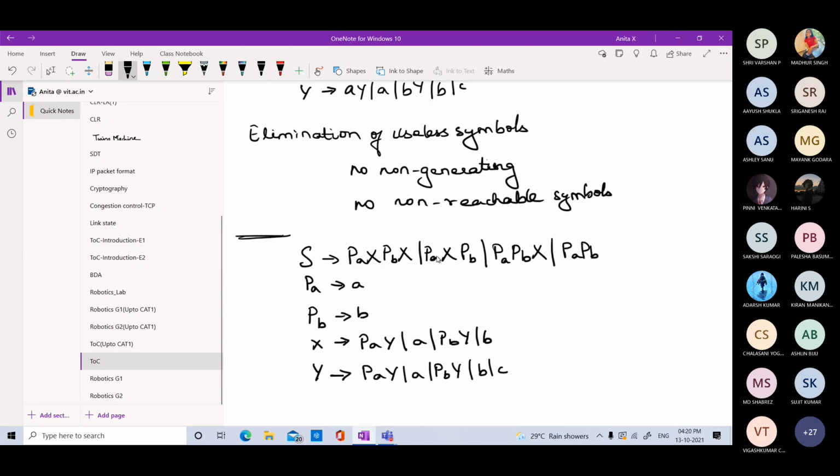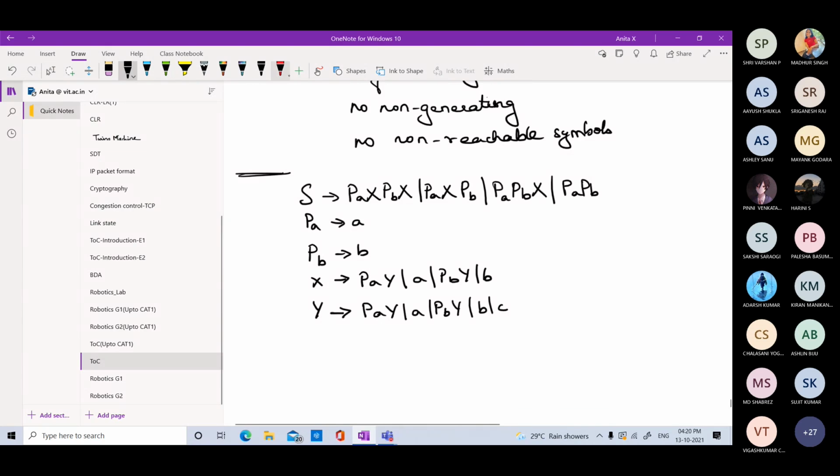So here we can see some deviations. What we have to do, please make a note over here. Instead of this, I will be introducing another non-terminal. Okay, instead of this, I'll be introducing another non-terminal.